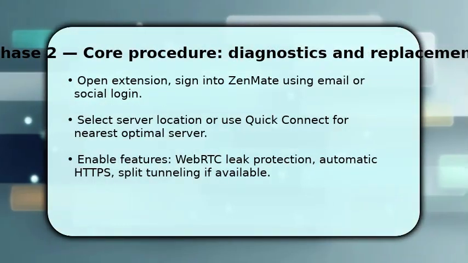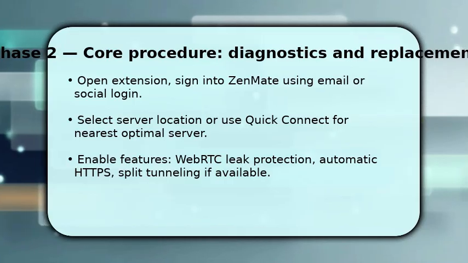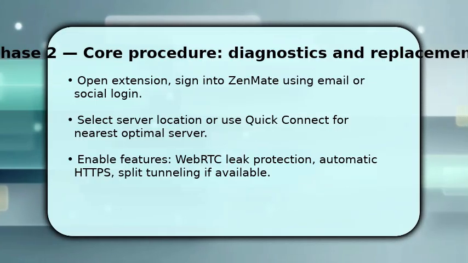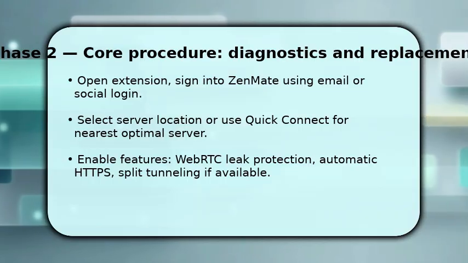After installing, open Zenmate and sign in with your account credentials. This unlocks premium servers if you subscribed. Choose a server location manually for a targeted IP or use Quick Connect to pick the fastest nearby node. Make sure to enable WebRTC leak protection and automatic HTTPS to prevent IP leaks and force secure connections.